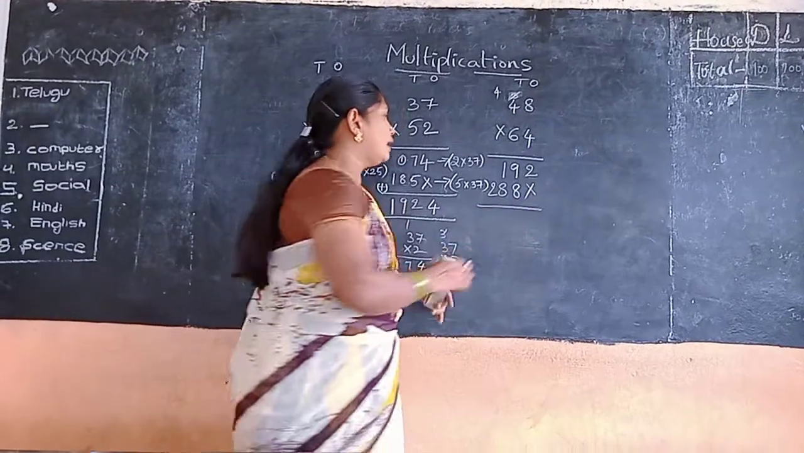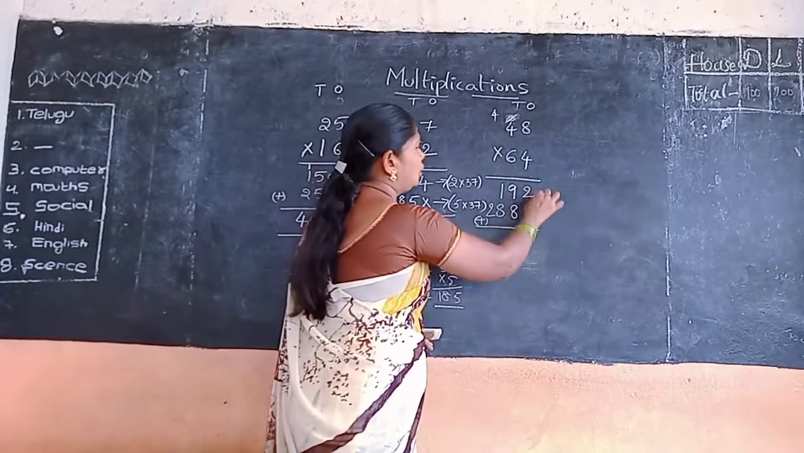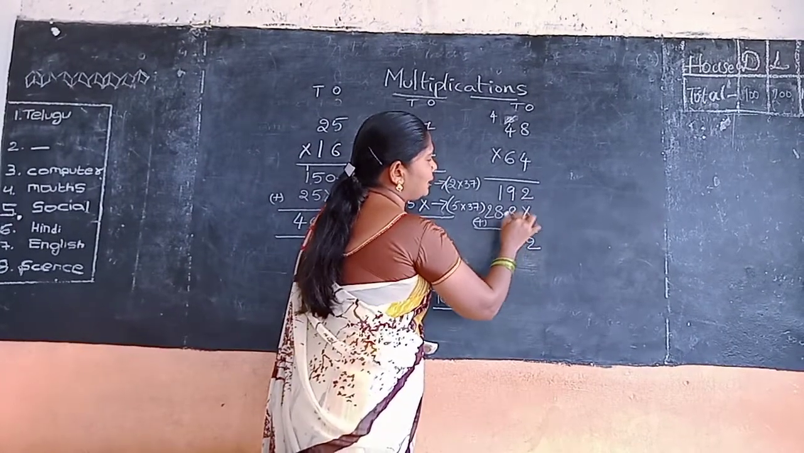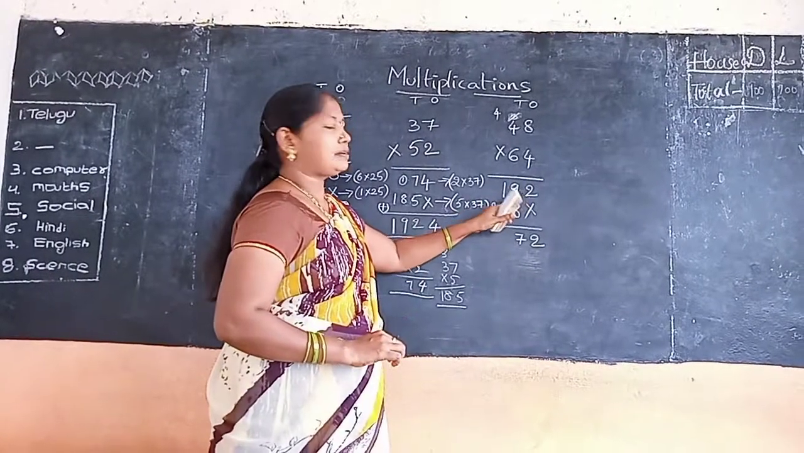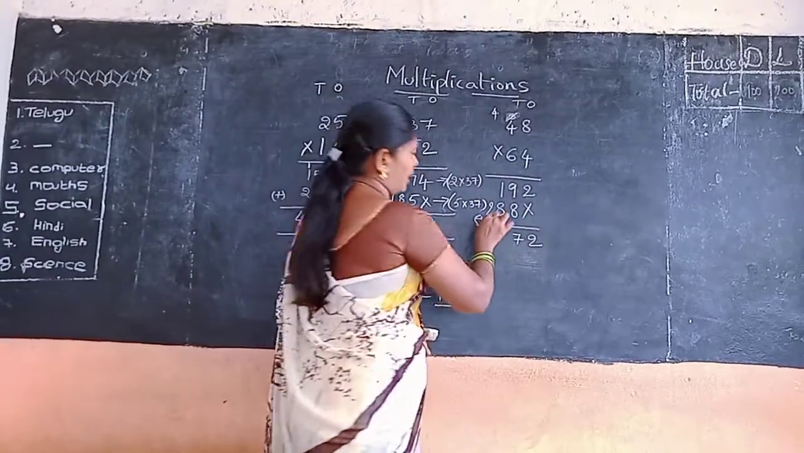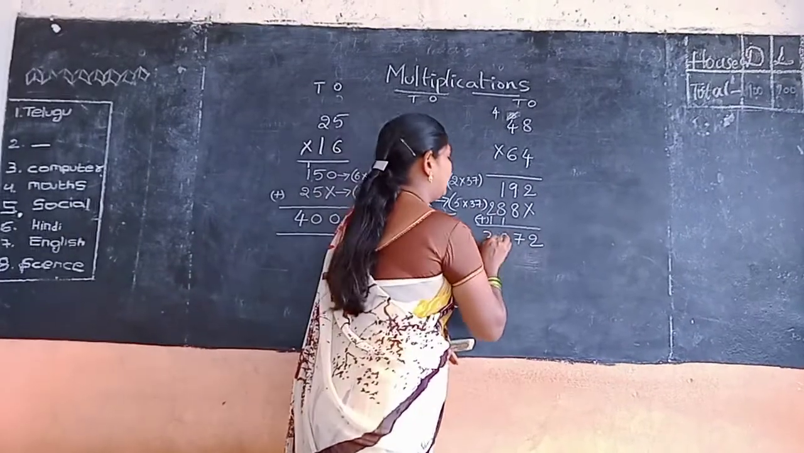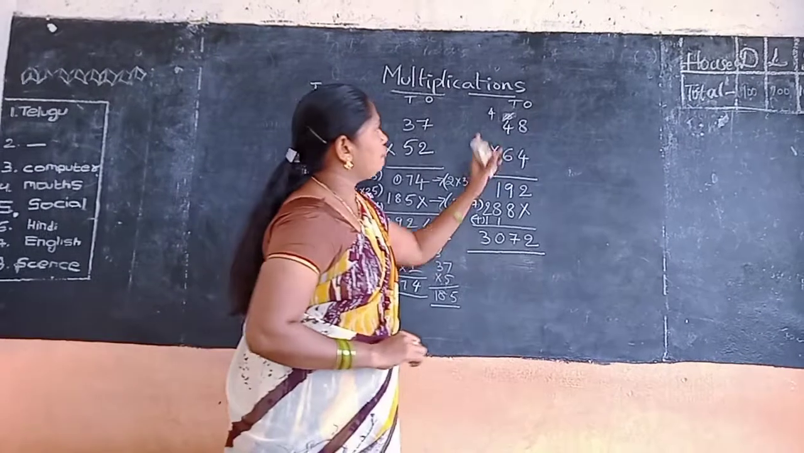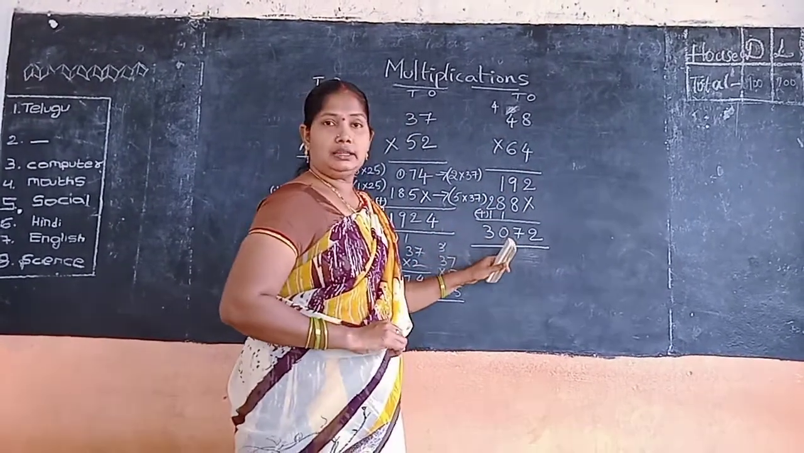Now do the addition. This is the multiplication addition. How to do? 2, 9 plus 8, 17. Then 1 plus 8, 9. 9 plus 1, 10. Then 2 plus 1, 3. This is the last. 48 into 64 is equal to 3070.